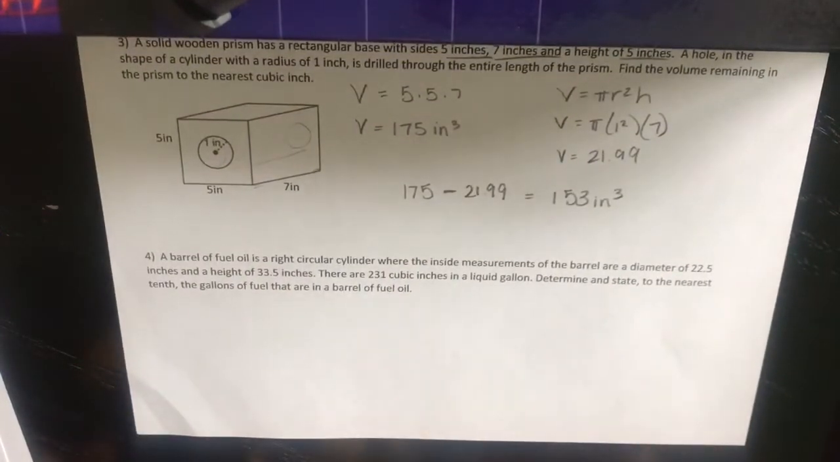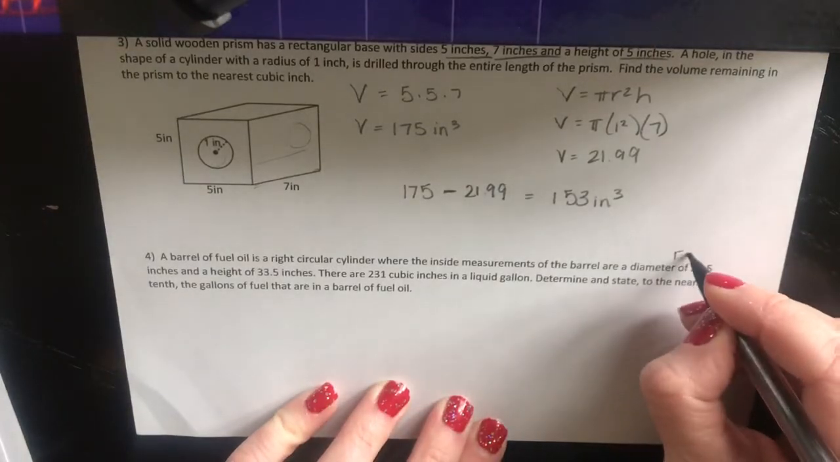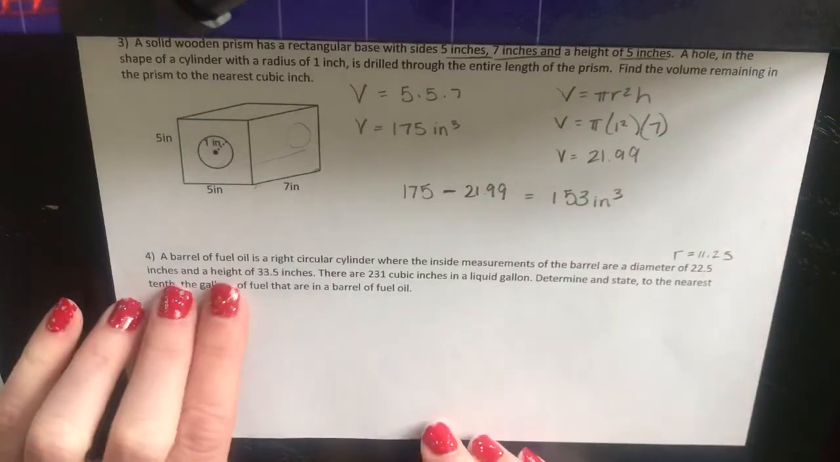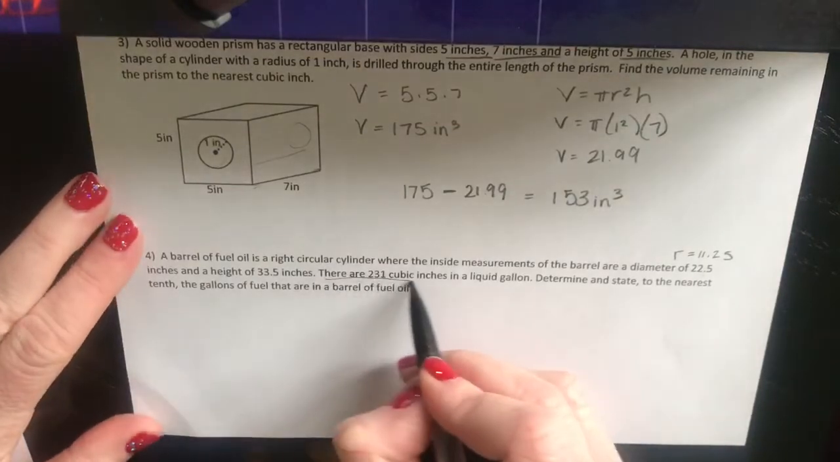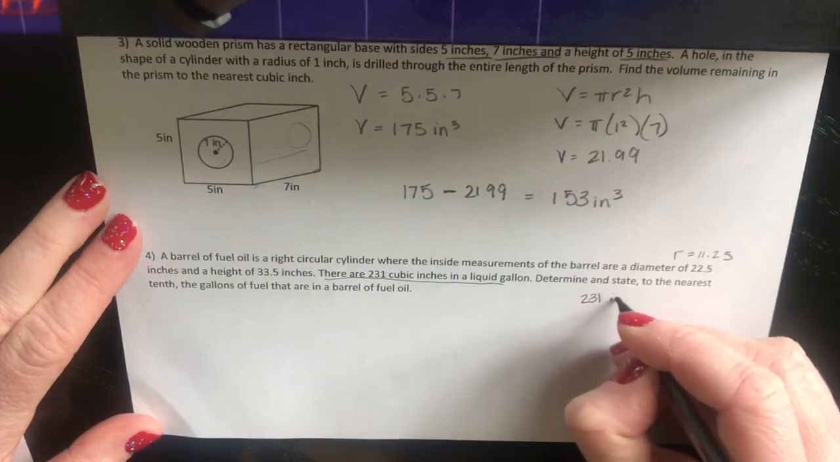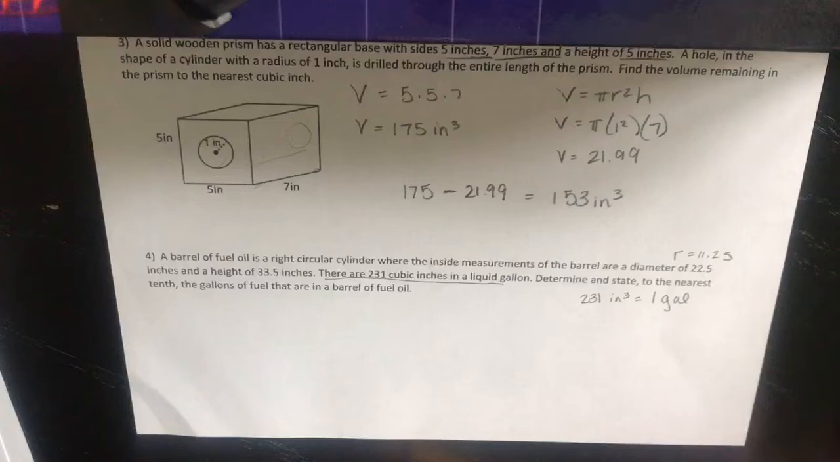Okay, and number 4, a barrel of fuel oil is a right circular cylinder where the inside measurements have a diameter of 22.5. So above that, I'm going to put R equals 11.25 because we'll need half of it. And a height of 33.5 inches. There are 231 cubic inches in a liquid gallon. So 231 inches cubed equals 1 gallon. This is giving us a conversion.